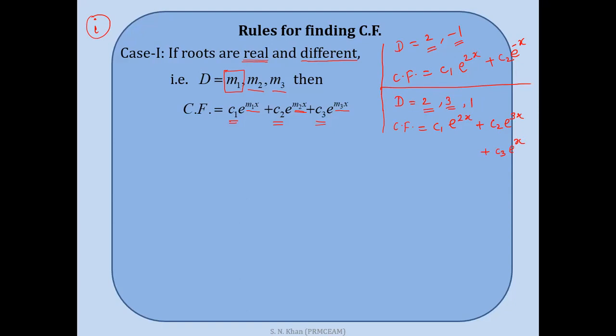Now after that, the second case: if a real root is repeated, that is, D equal to M1, M1, M1 and M4. It means that here we are having 4 values of D: M1, then it is repeated M1, and again it is repeated M1, and the fourth root is different. Okay, so if roots come in this type, where a value is repeated, then what you have to do?